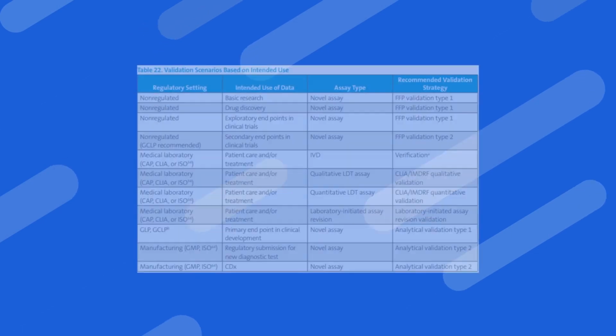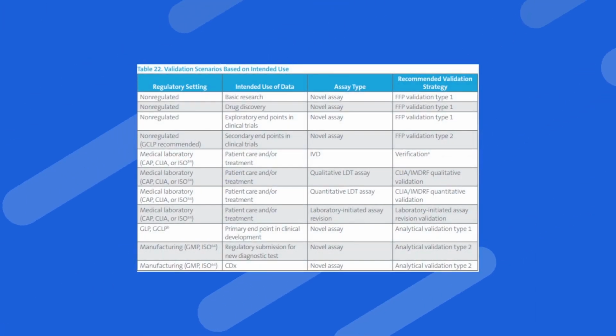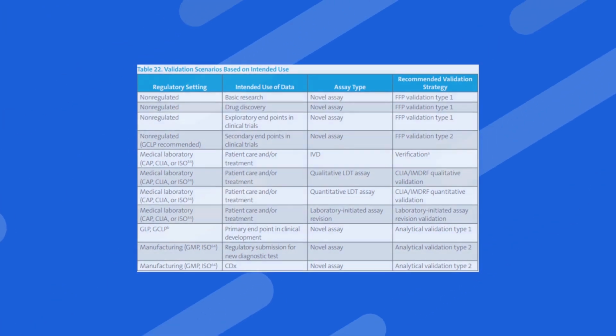Depending on an assay's intended use and associated regulatory status, full detection capability validation strategies require analysis of multiple samples acquired in 3 to 5 replicates.